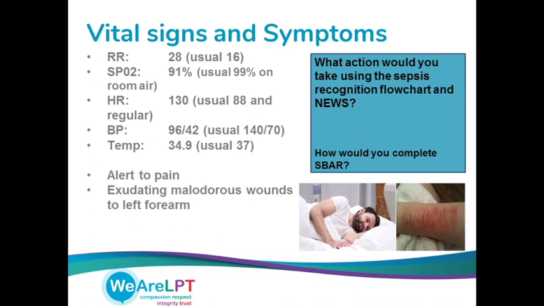Carry out a set of vital signs on James. His respirations are 28. His oxygen saturations are 91% on air. Heart rate is 130. His blood pressure is 96 systolic over 42 diastolic. Temperature is 34.9. He is alert to pain. He has an exudating malodorous wound to the left arm. What action would you take using the sepsis recognition flowchart and your news tool? How would you complete your SBAR?